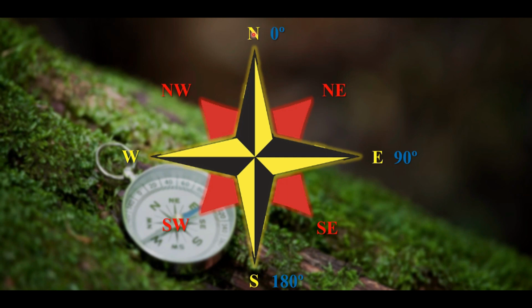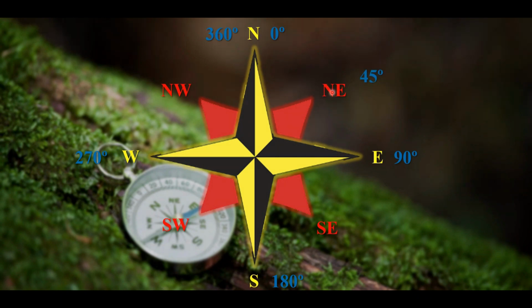So to recap, from north to east is 90 degrees. From east to south is another 90 degree angle. From south to west is another 90 degree angle. So 180 plus 90 is 270. And now another 90 degree angle from west to north brings you up to 360. So north is the only direction that has 2 bearings. It could be 0 degrees or 360 degrees, which is the same exact point on the circle.